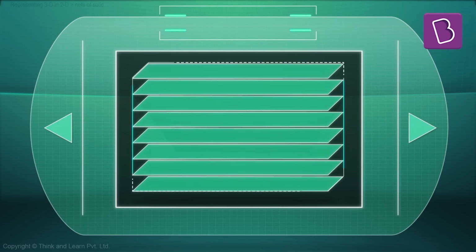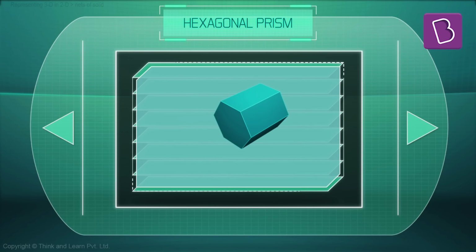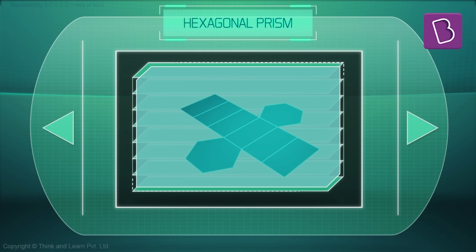Now, you can do the same activity for a hexagonal prism as well. The nets would look something like this.